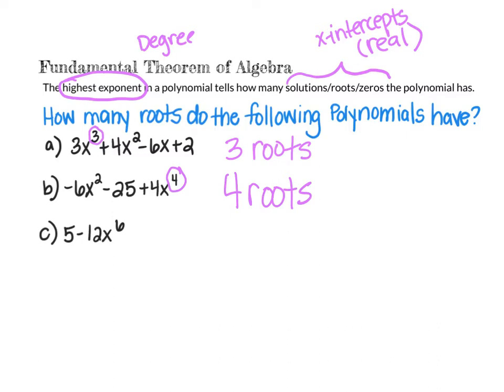All right, so then for C, I have 5 minus 12x to the 6th. So my highest exponent is 6, so therefore I have 6 roots.